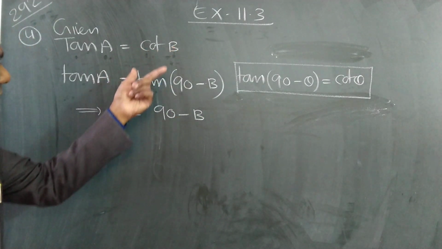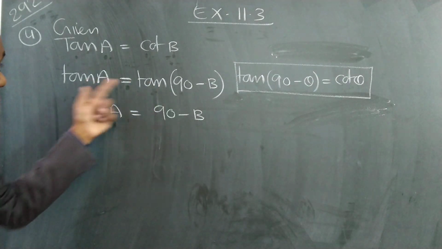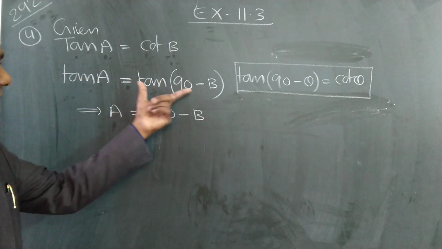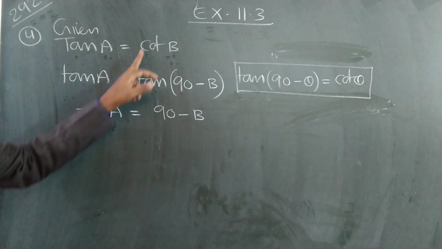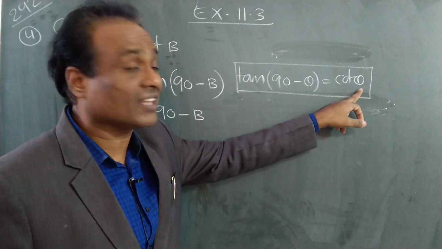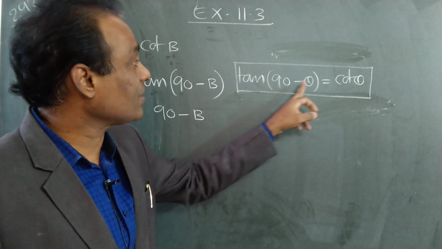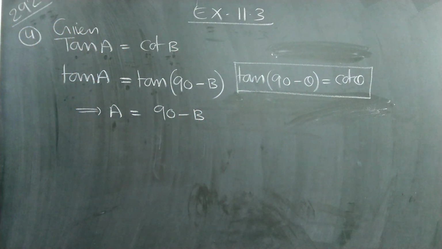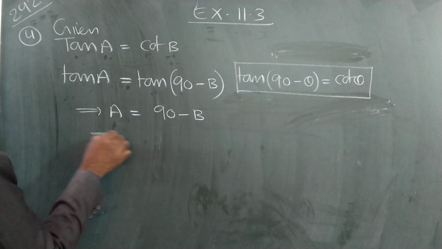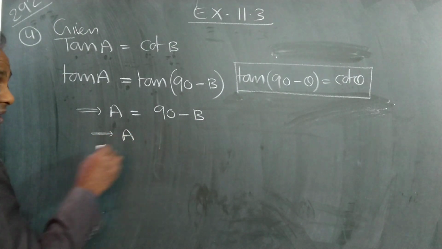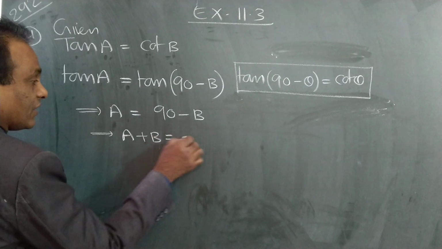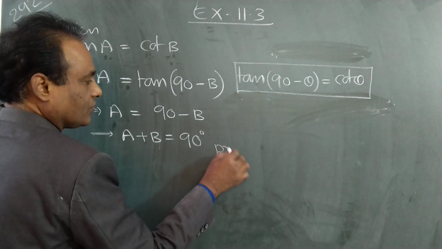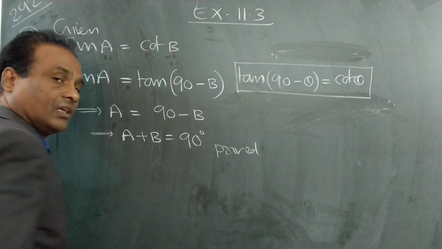I am writing cot in terms of tan so that both sides have tan, so I can remove the tan and equate the angles. For that I have the formula: cot theta is equal to tan 90 minus theta. So A is equal to 90 minus B. Minus B on this side becomes plus B: A plus B is equal to, on the right side, 90 degrees. See the proof. We got the proof.